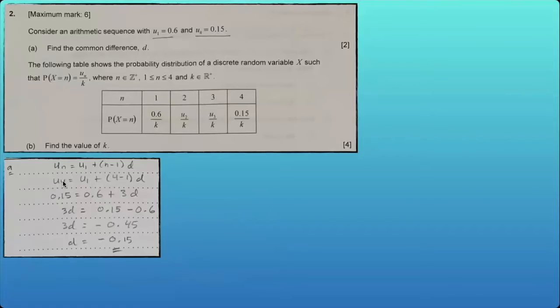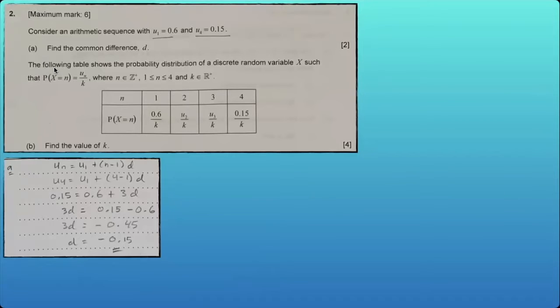U4 is equal to U1 plus, remember, n is 4, so 4 minus 1 times D. D is the common difference. The fourth term is given 0.15, this one here. And the first term, U1, is also given 0.6. Plus 3D. And we can find D, the common difference. There you go. D is equal to negative 0.15.